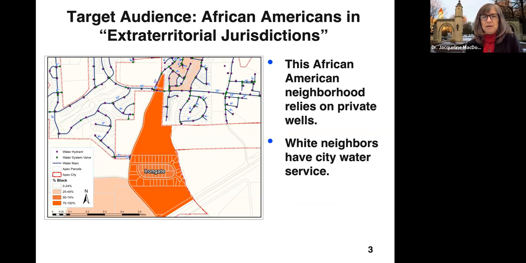So this is actually an illustration of a community that I've worked with, just to show you what this looks like. This is a neighborhood that's adjacent to a city in North Carolina. And this neighborhood, the dark orange, means that this neighborhood is almost 100% African-American compared to the surrounding areas, which are majority white areas. And you can see these are the municipal water lines for the town, and they end right here at the entrance to this neighborhood.